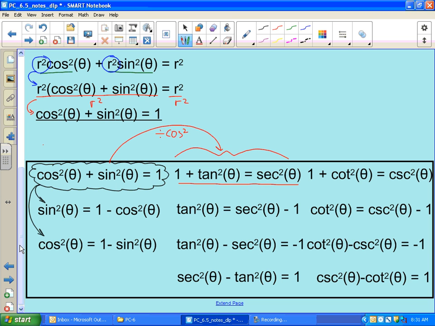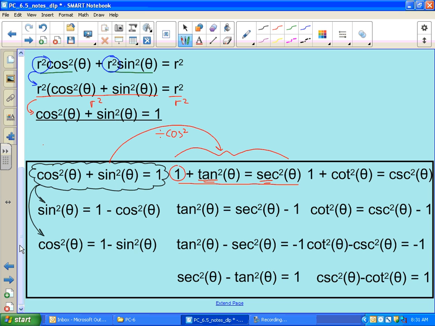Divided the whole thing by cosine squared. So cosine squared over cosine squared became 1, and sine squared over cosine squared became tangent squared, and 1 over cosine squared became a secant squared.